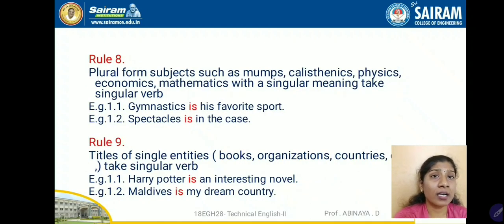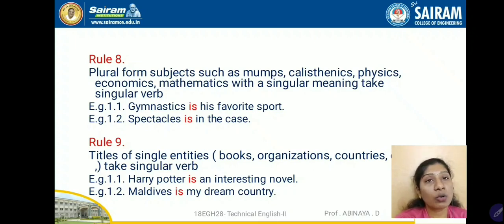Rule number 8, plural form subjects such as mumps, gymnastics, calisthenics, physics, economics, mathematics, with a singular meaning, take a singular verb. All these come with S and sound like plural words, but all of these mean something singular. For example, gymnastics is his favorite sport. It comes with S, but it is a singular one. Spectacles comes with S too, but it is a singular one, is in this case.